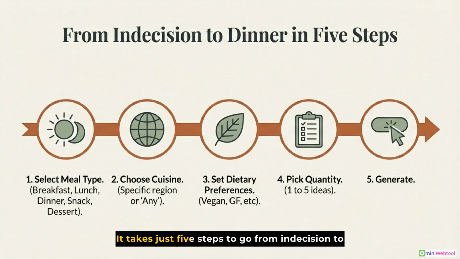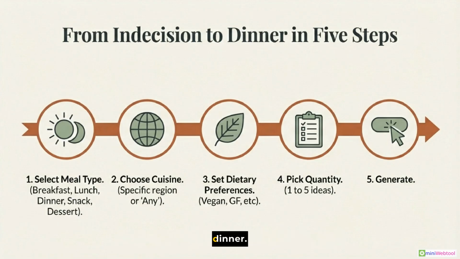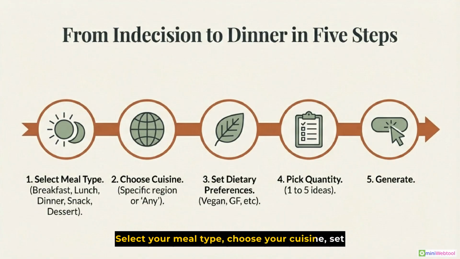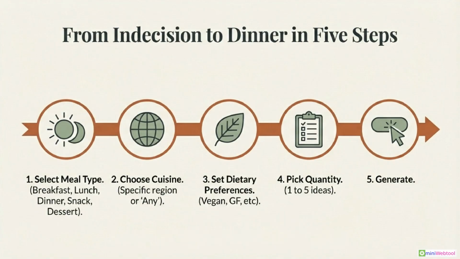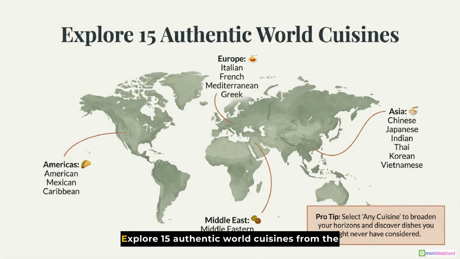It takes just 5 steps to go from indecision to dinner. Select your meal type, choose your cuisine, set dietary preferences, pick the quantity of ideas, and then simply generate. Explore 15 authentic world cuisines from the Americas to Asia. You can select any cuisine to broaden your horizons and discover dishes you might never have considered.